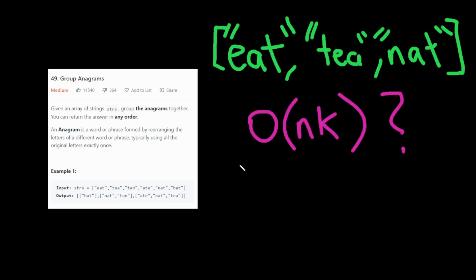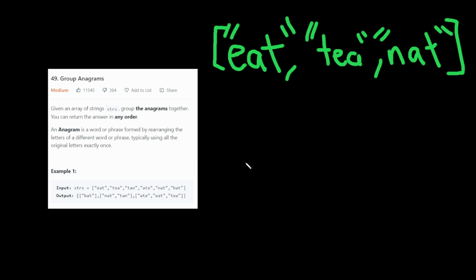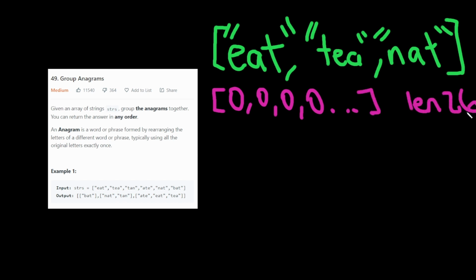Now the question is, can we get to an O of n times k algorithm? And of course the answer is yes. So instead of sorting each string, we can actually create an array of length 26 where each element in the array represents the number of characters for that letter. So we get to this E, right? And it would be an array of 0, 0, 0, 0, etc. This is length 26. We know each character of each string is a lowercase English letter. That's why it's length 26.